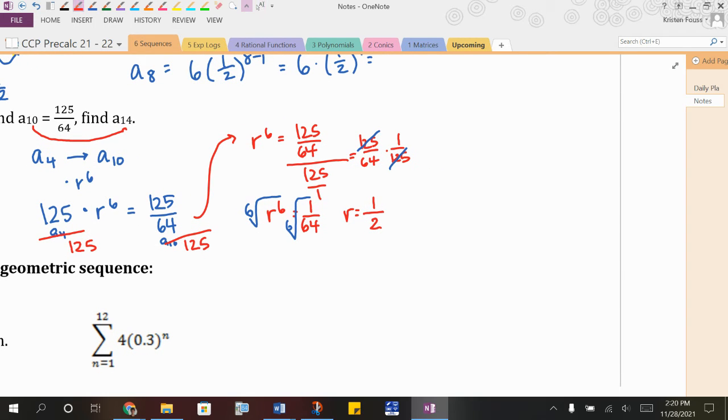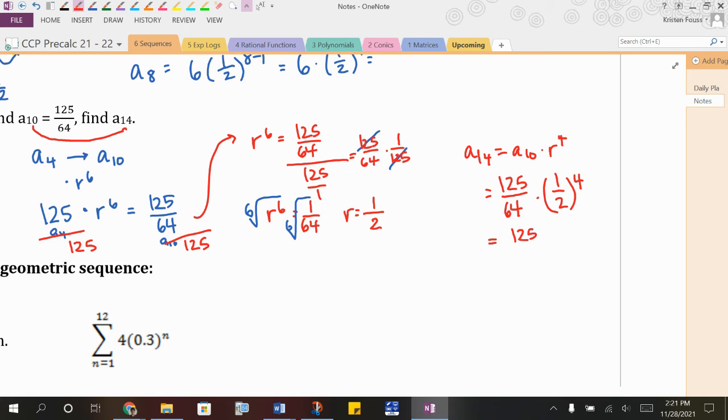So I know A14 would be A10 times r 4 times. If you need to write it out with blanks so you can see that, then by all means go for it. But I just know these are 4 terms away from each other, which means I've multiplied by r 4 times. A10 was 125 over 64. R is a half, so times 1/2 to the 4th. So that's what we're multiplying out.